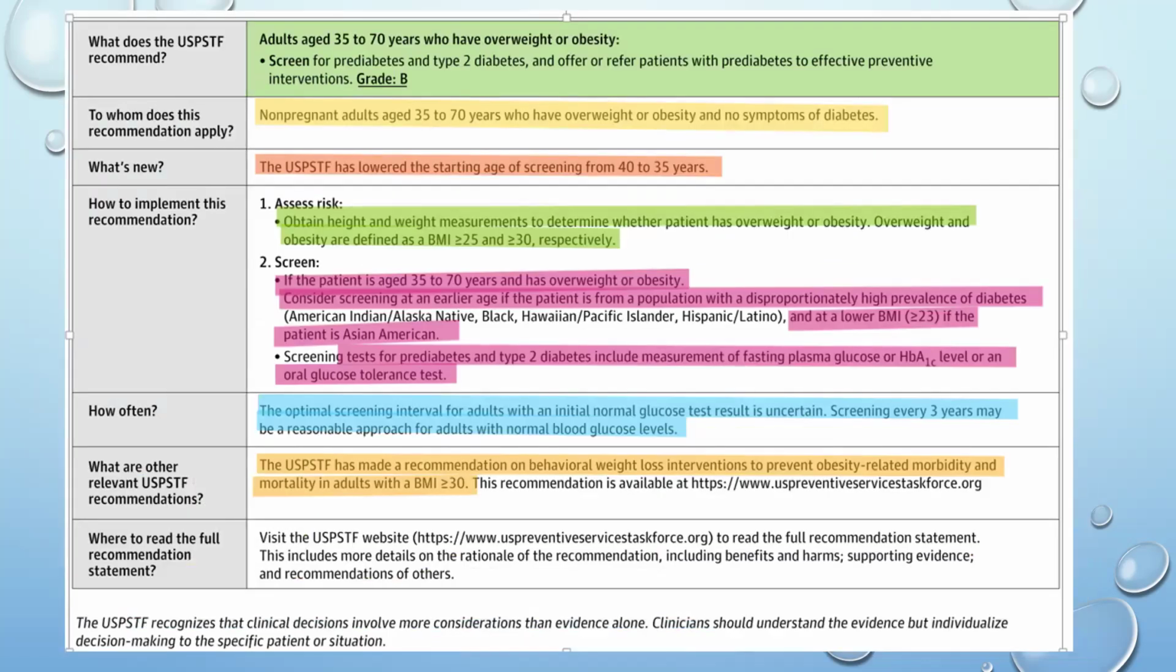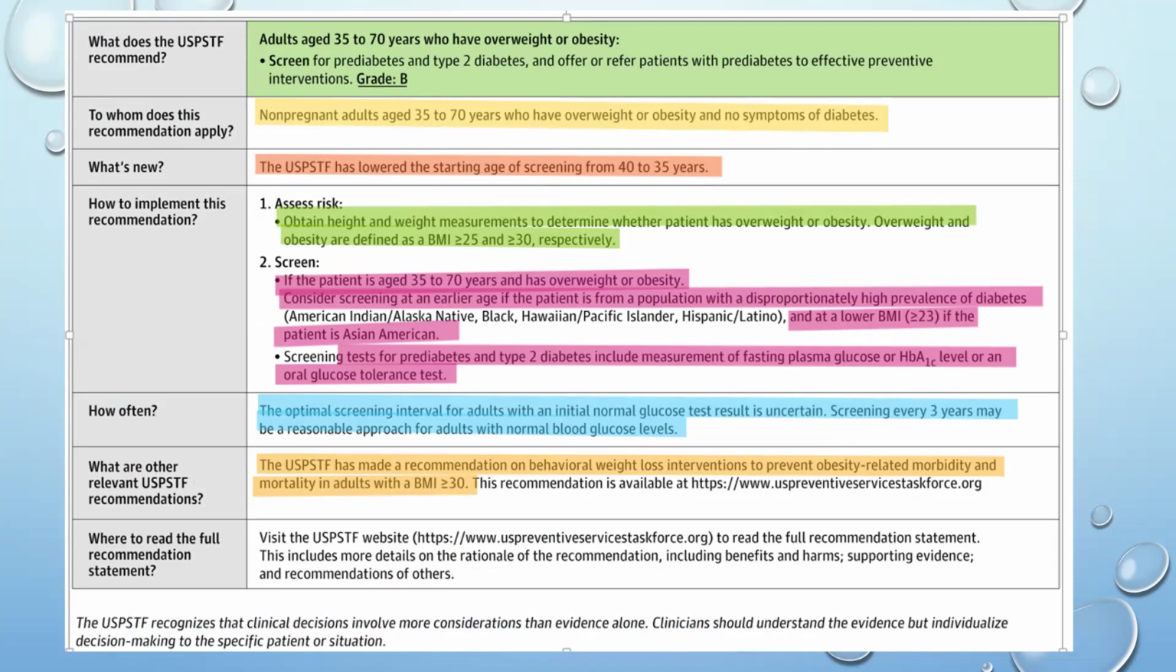These are the guidelines by the US Preventive Task Force. So according to this, what do they recommend? They recommend that adults aged between 35 to 70 years who are overweight or obese should be screened for diabetes. To whom is this recommendation applied? Non-pregnant adults, basically between 35 to 70 years of age, who are overweight and who don't have the symptoms of diabetes.